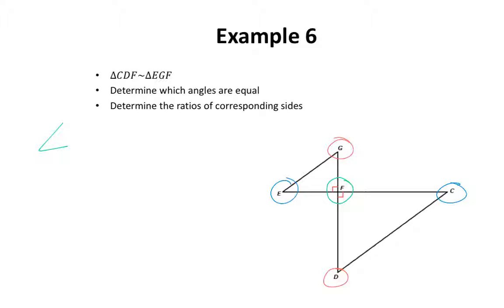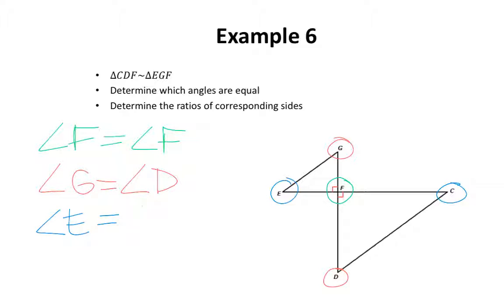So let's go ahead and determine which angles are equal. Obviously, angle F is equal to angle F. They're both 90 degrees. Angle G is probably equal to angle D, and angle E is probably equal to angle C. Once we've figured out which angles are equal, we can use these to help us find the corresponding sides.